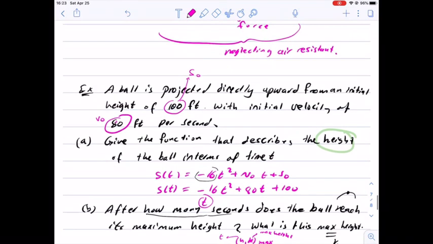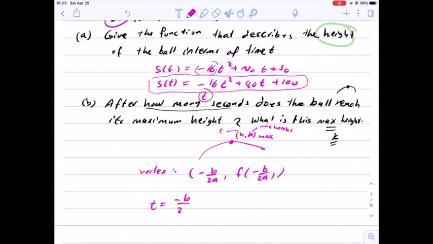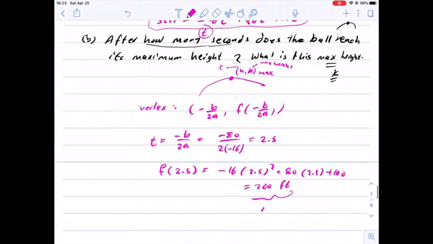The vertex can be obtained from this form. This form is not the standard form, it's the general form. So it's negative b over 2a and f of negative b over 2a. Now we find t. t is negative b over 2a, and that is negative 80 over 2 times negative 16. This is equal to 2.5. And then we find the image of this. f of 2.5 is negative 16 times 2.5 squared plus 80 times 2.5 plus 100, and this is 200 feet. This is the maximum height, and that occurs after 2 seconds and a half.